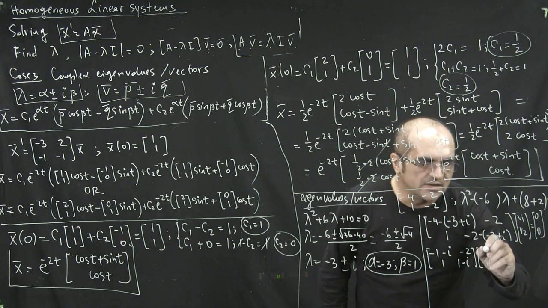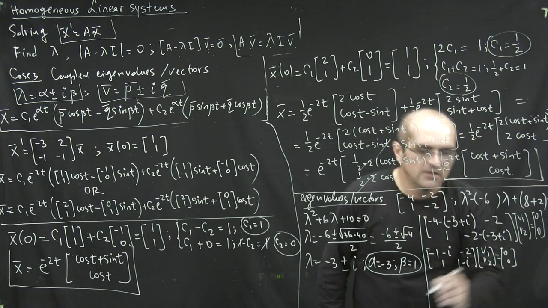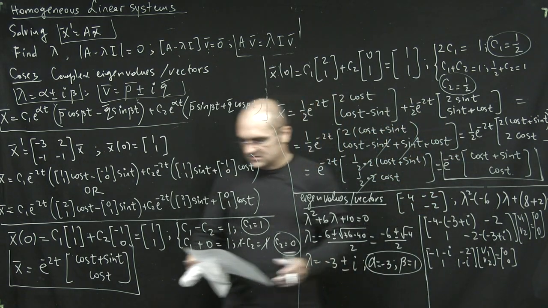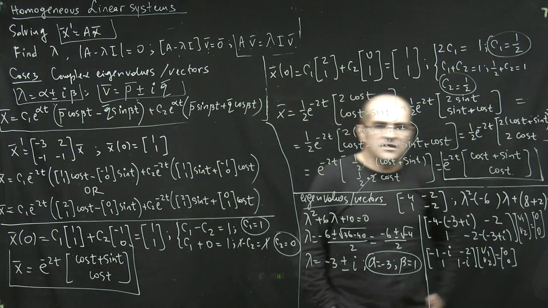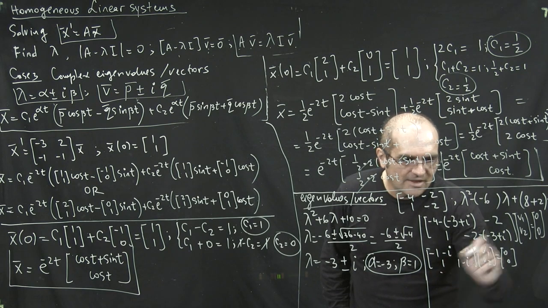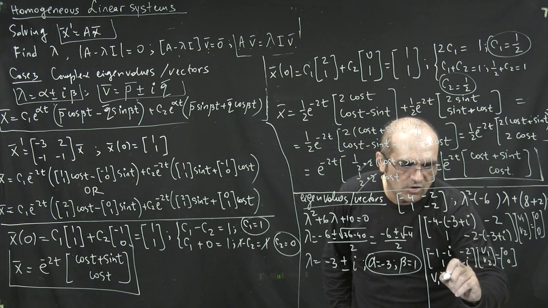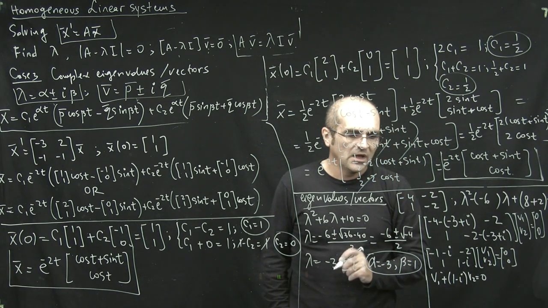You're going to do it only once, right? You're not going to choose both equations. Just choose the one that you like. I'm going to choose the second one. Feels easier. But you can choose any equation you want, right? So 1 times v1 plus 1 minus i times v2 equals 0.